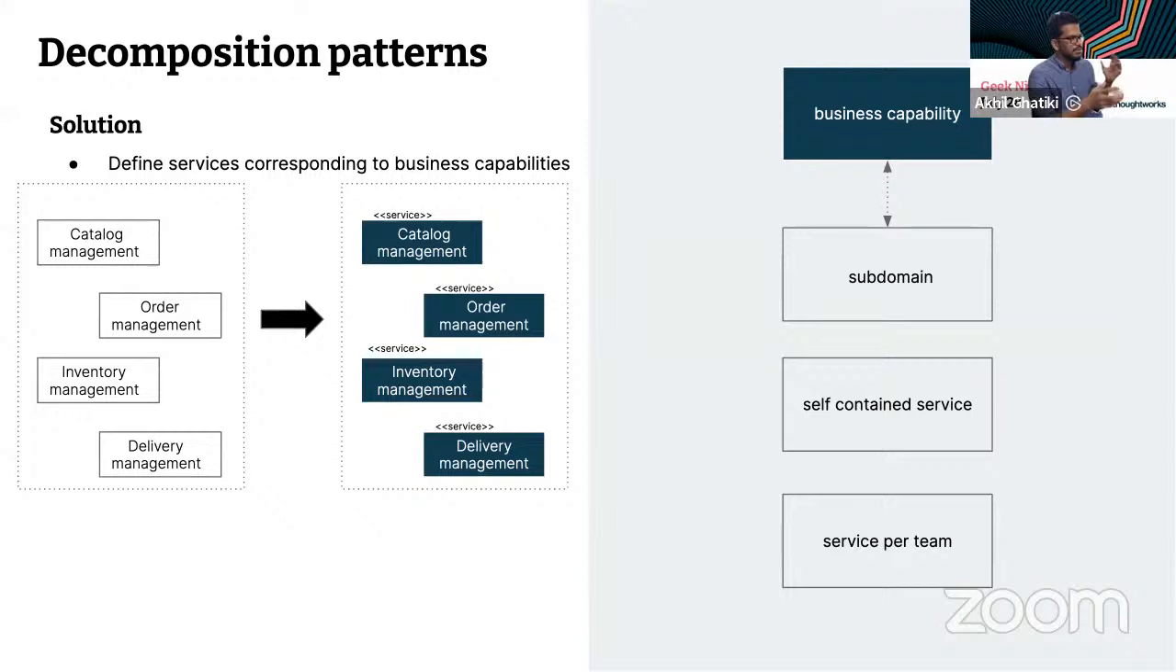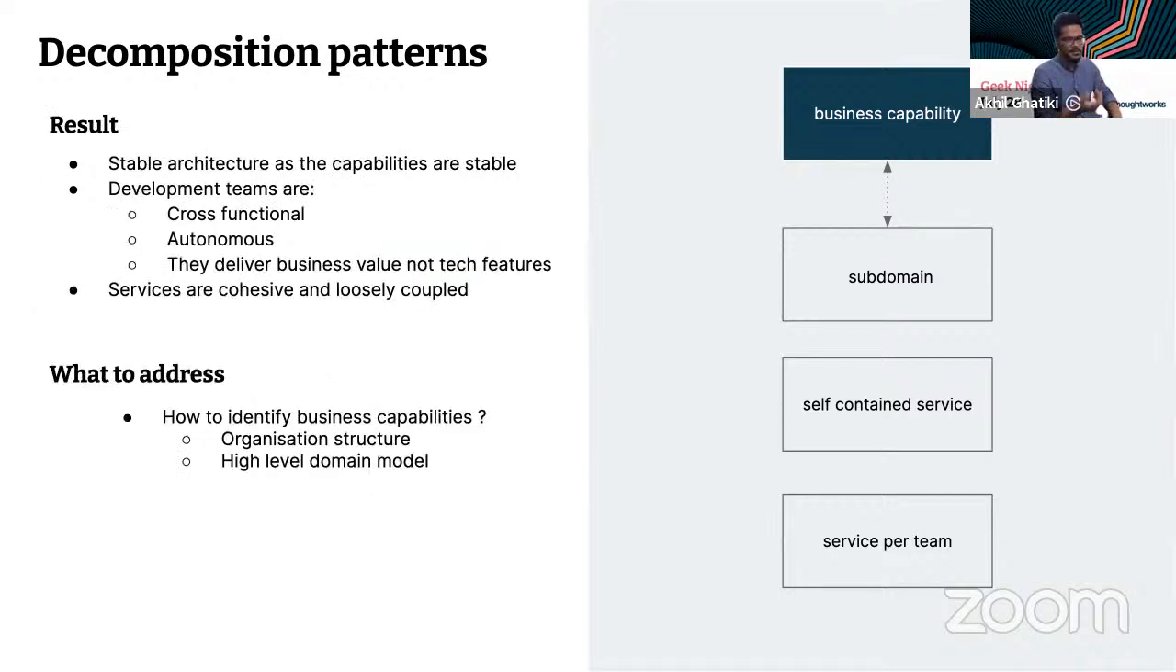you should design your services according to your business capability. Suppose, on the left side of the box here, you have catalog management, order management, inventory management, and delivery management. These four things are quite independent of each other, right? So you can have four different services designed, which can take ownership of these four business capabilities.